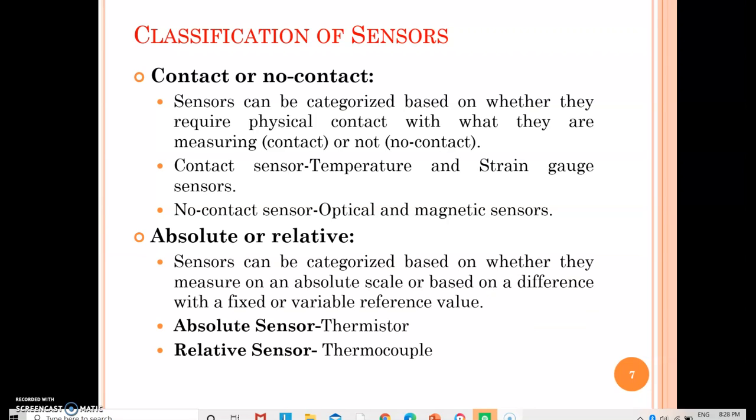The next type is the absolute or the relative sensor. Sensors can be categorized based on whether they measure on an absolute scale or based on a difference with a fixed or a variable reference value. So depending upon the way they measure things, I can categorize them as absolute or relative ones. So absolute is a thermistor and relative is a thermocouple.